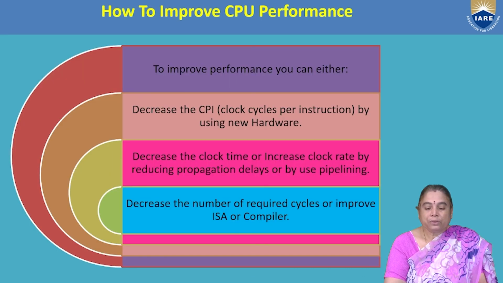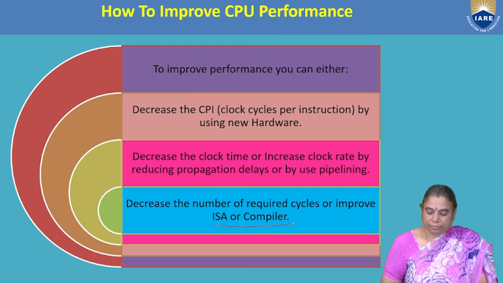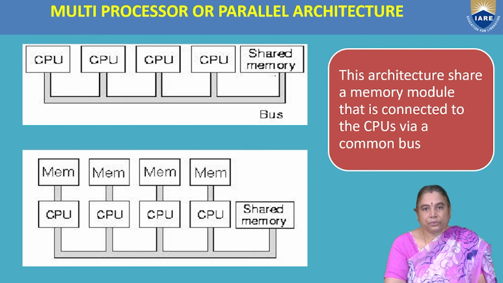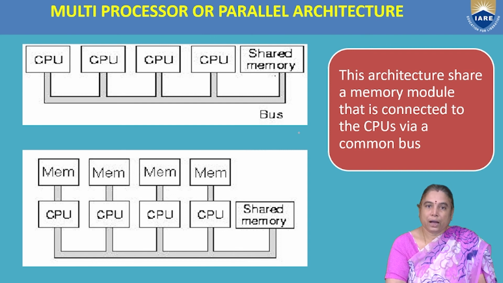In order to improve the CPU performance, we have to decrease the clock cycles per instruction, decrease the clock time, decrease the number of required cycles, and improve the ISA architecture or the compiler. In order to improve the performance, multiple processor or parallel architectures can be considered. In these multiprocessor systems, more than one CPU can be available. This is the first variety of multiprocessor architecture.